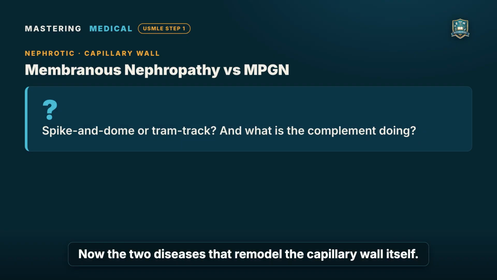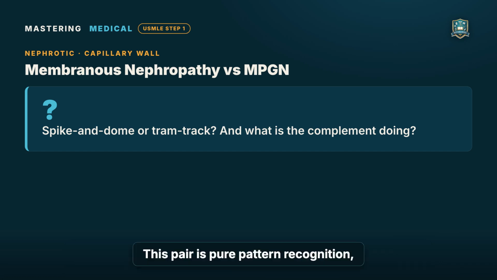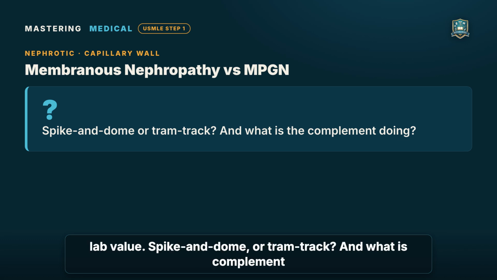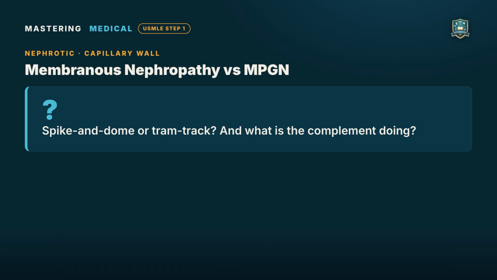Now the 2 diseases that remodel the capillary wall itself. This pair is pure pattern recognition, and it is decided by 2 words on the biopsy report plus 1 lab value: spike and dome or tram-track. And what is complement doing?